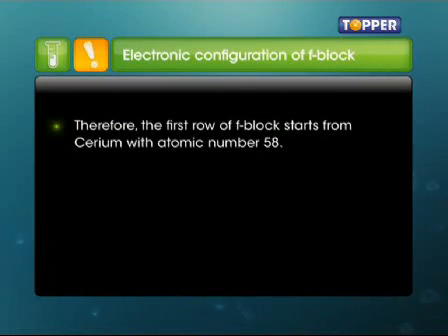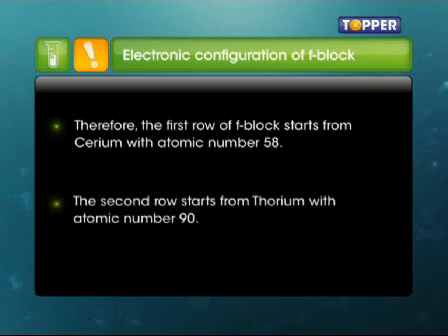Therefore, the first row of the f block starts from cerium with atomic number 58. The second row starts from thorium with atomic number 90. Now I know what some of you may be wondering. Why should lanthanides and actinides be placed in separate rows at the bottom of the periodic table? Well, it's purely in the interest of saving space and, more importantly, to keep elements with similar properties in a single row.